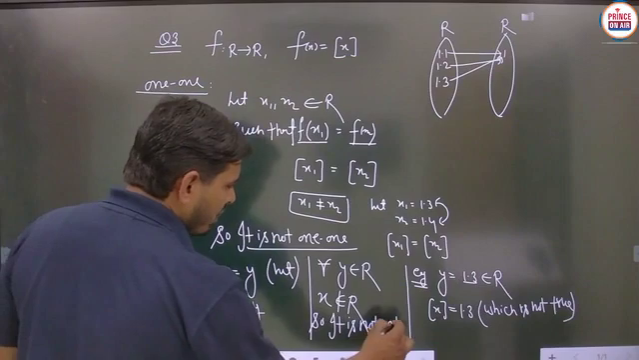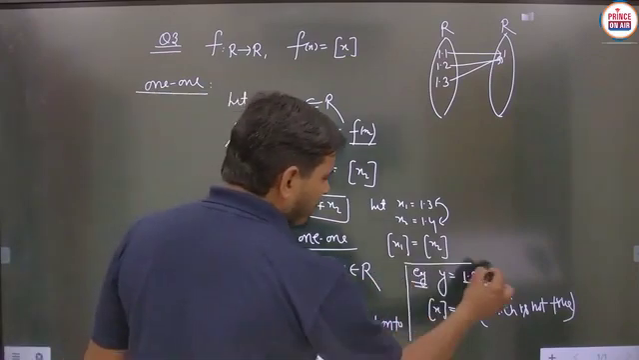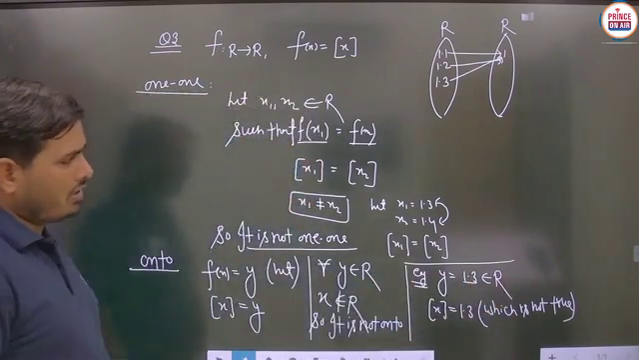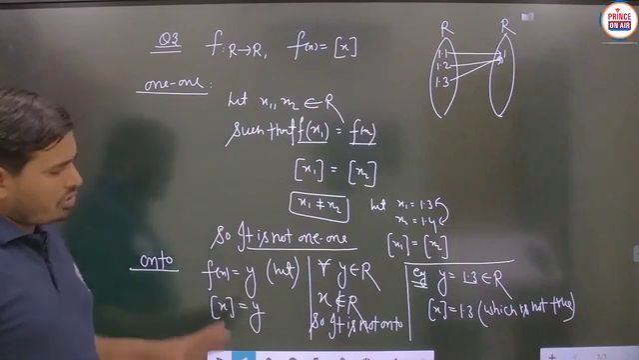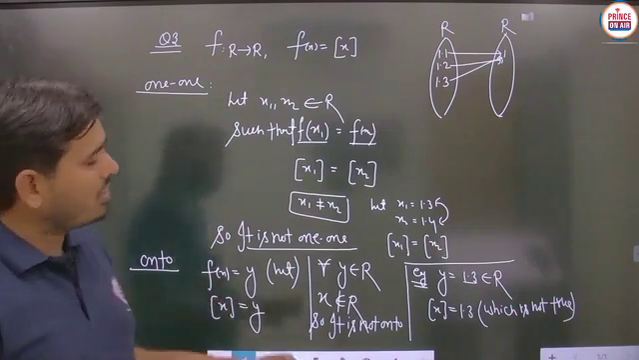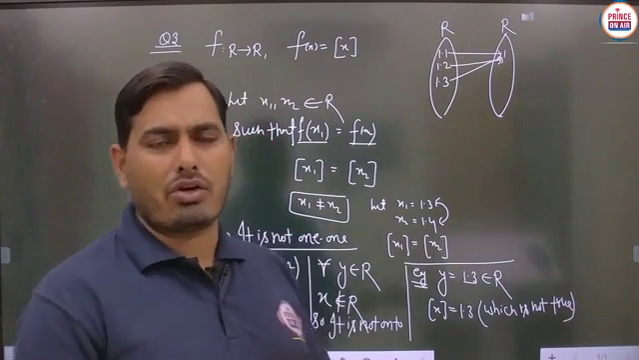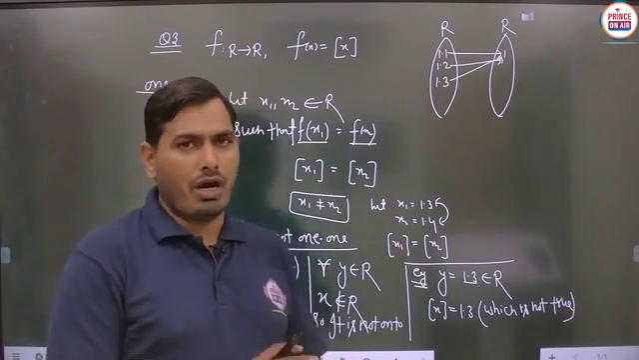So basically student, you can see this example. This is a very important example. Is it clear? So in this way, you can say that this given greatest integer function is neither one-one nor onto.